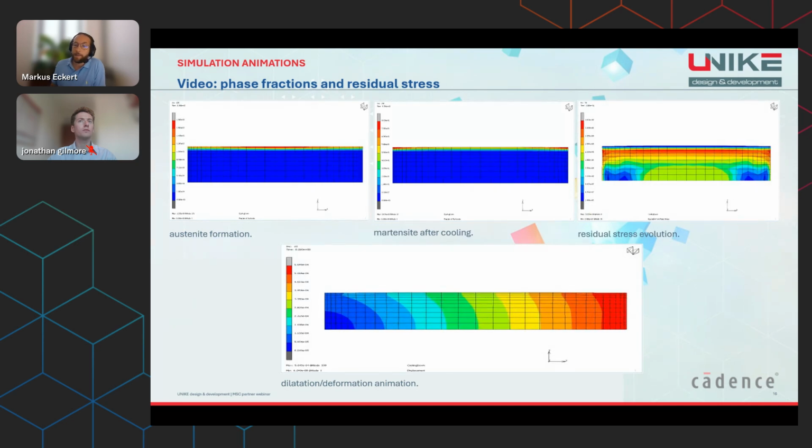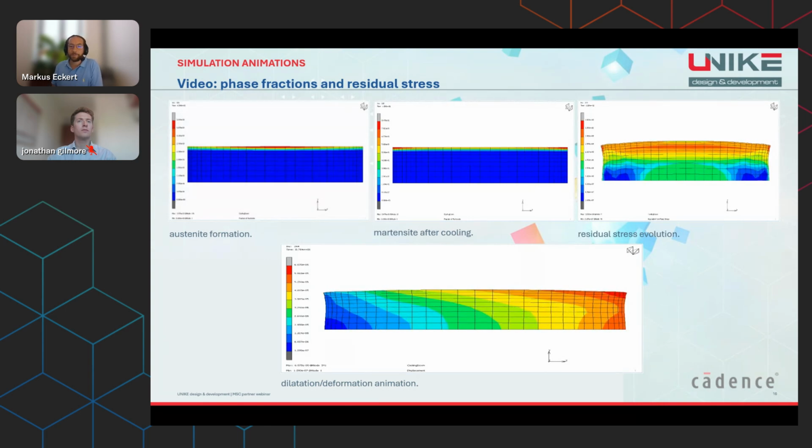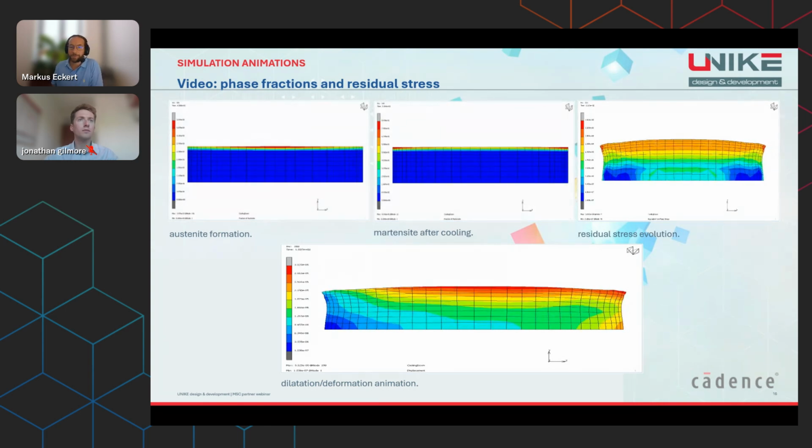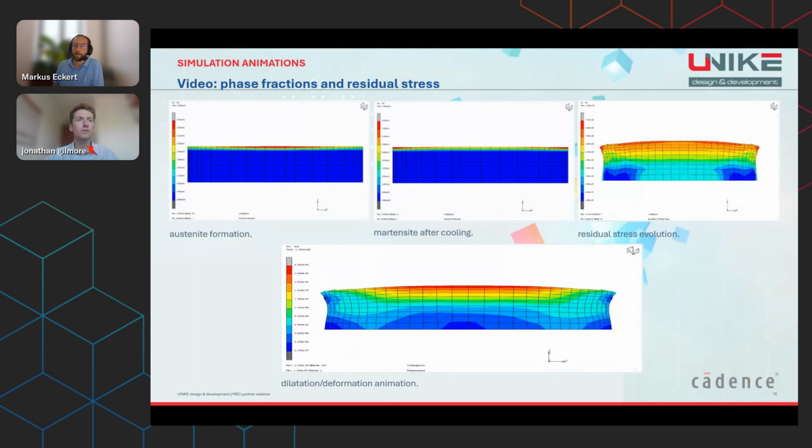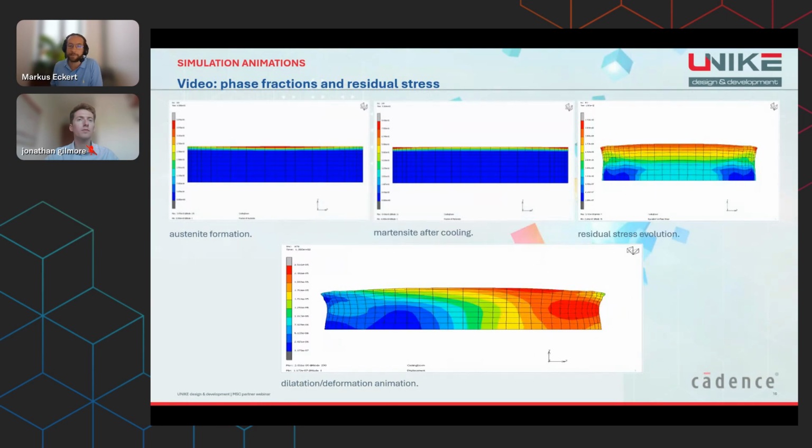In the next step, we no longer look only at temperature, but at the material and stress states that result from it. The austenite animation shows where the heating is sufficient to initiate the relevant transformation. The martensite plot after cooling then shows where hardened regions can actually be expected.